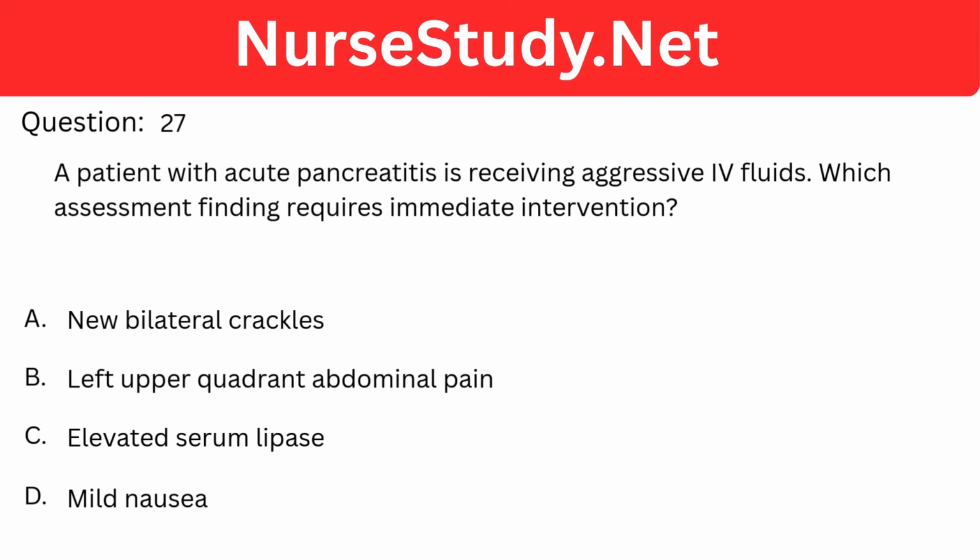Question 27. A patient with acute pancreatitis is receiving aggressive IV fluids. Which assessment finding requires immediate intervention? A. New bilateral crackles. B. Left upper quadrant abdominal pain. C. Elevated serum lipase. D. Mild nausea.